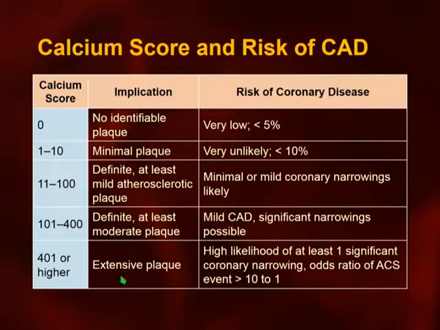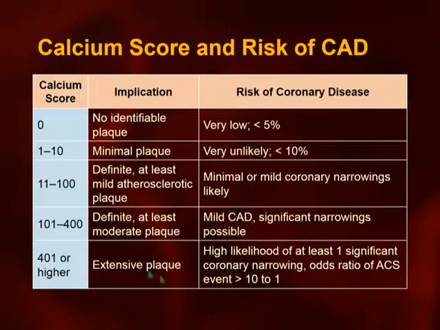At 400 or higher, that indicates extensive plaque, and there's a high likelihood of at least one significant coronary narrowing, and the odds of having an ACS event are greater than 10 to 1 over the next 10 years. So that's a high-risk patient.